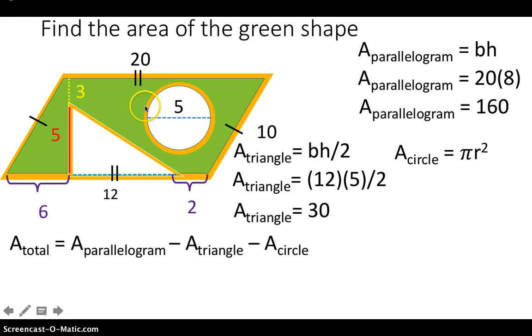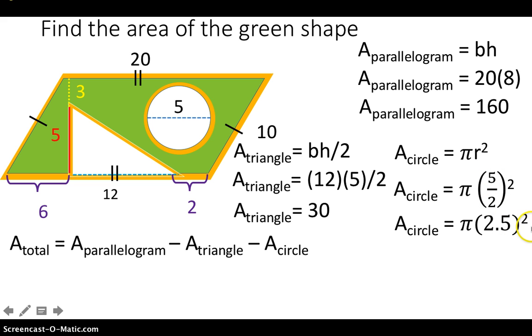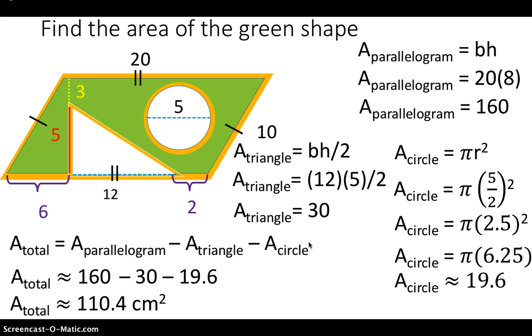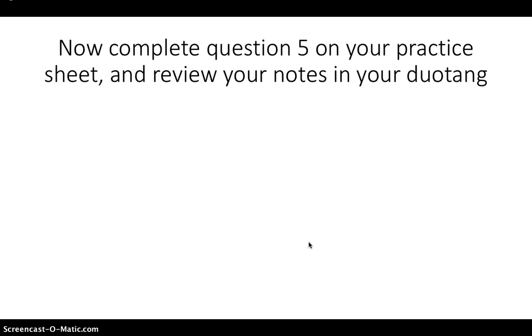And now I'm looking for the area of this circle, so I have pi r squared. The radius is the same thing as the diameter divided by 2, so that's 5 divided by 2, which is 2.5. Now I do my exponents before I multiply because we're following BEDMAS since the area is by itself. So 2.5 squared is 6.25 times pi is about 19.6. So I plug all of those amounts into my total formula for area, which is the area of the parallelogram minus the other two areas. So that's 160 minus 30 minus 19.6, and I get that the answer is about 110.4.